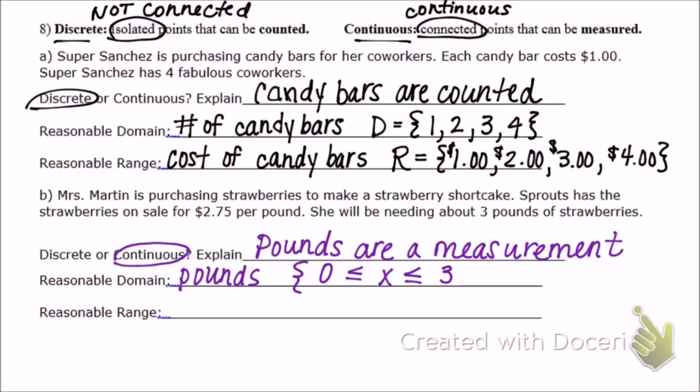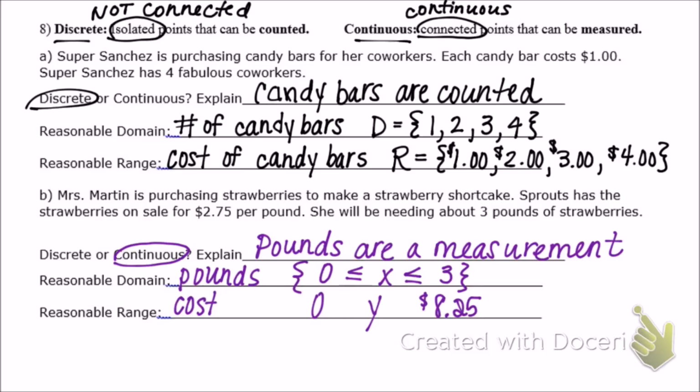So our domain is everything from 0 to 3 pounds. So she can purchase anything in between that, and whenever she makes that purchase, our range values is going to be our cost. So what is she going to pay for these strawberries? We know that range is our y values, and if she purchases 0 strawberries, then she spent $0. But if she does purchase all 3 pounds of her strawberries, then 3 times 2.75 is going to give us a total of $8.25.